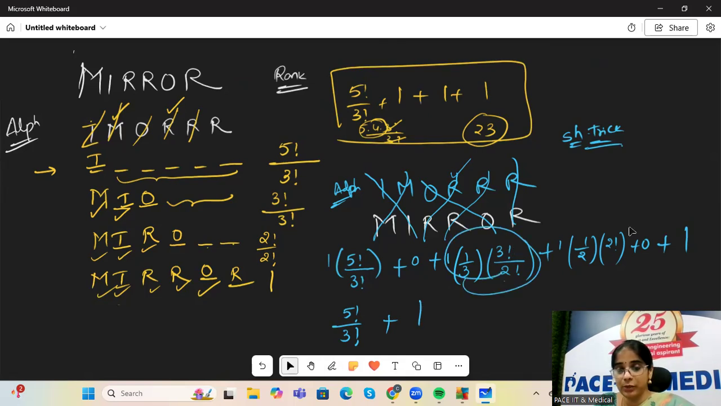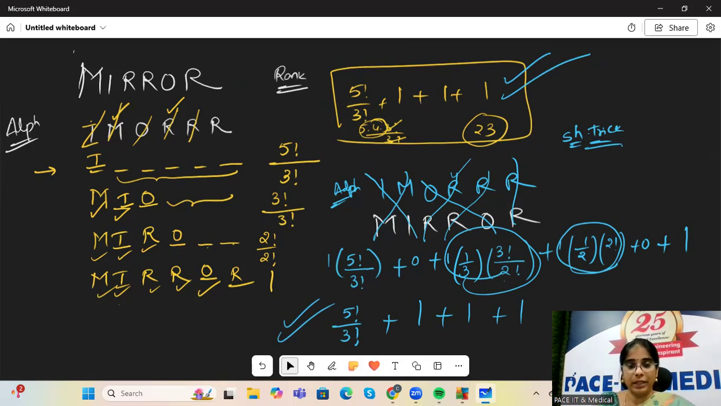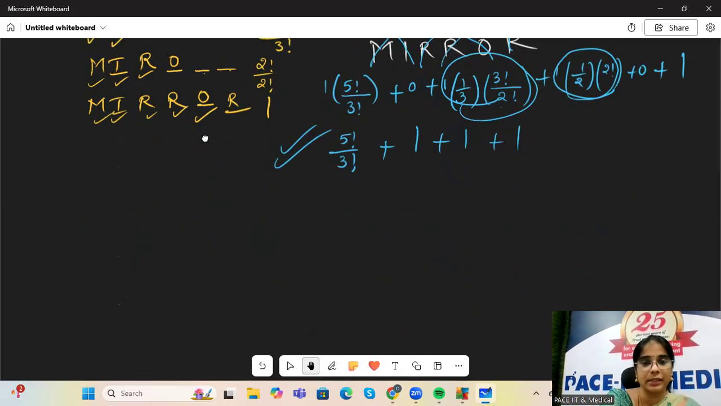All this will be coming as 1. 2 factorial by 2 factorial, again 1 plus 1 plus 1. Yes, we got the same answer as the earlier one, right? So mirror cutting, did you understand? Right. Now going for the next, there is another word I would like to go with, and let us stop this and move ahead to the next concept.